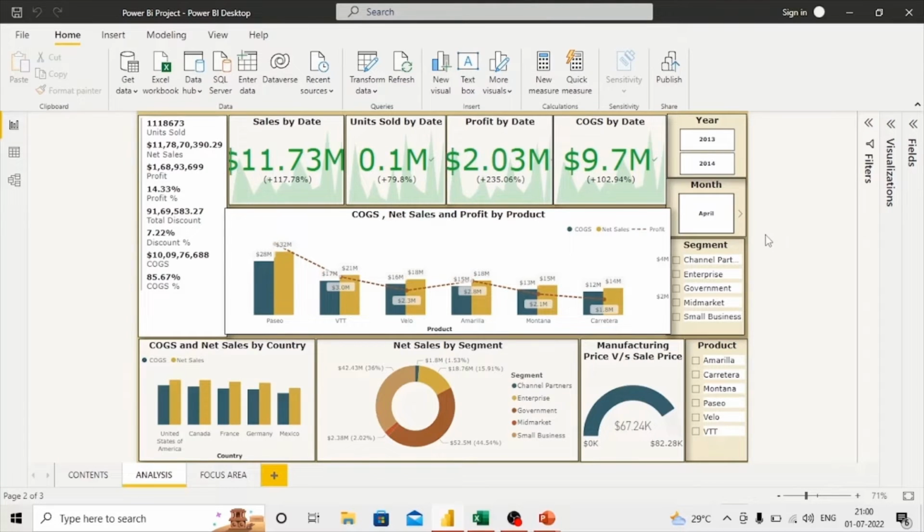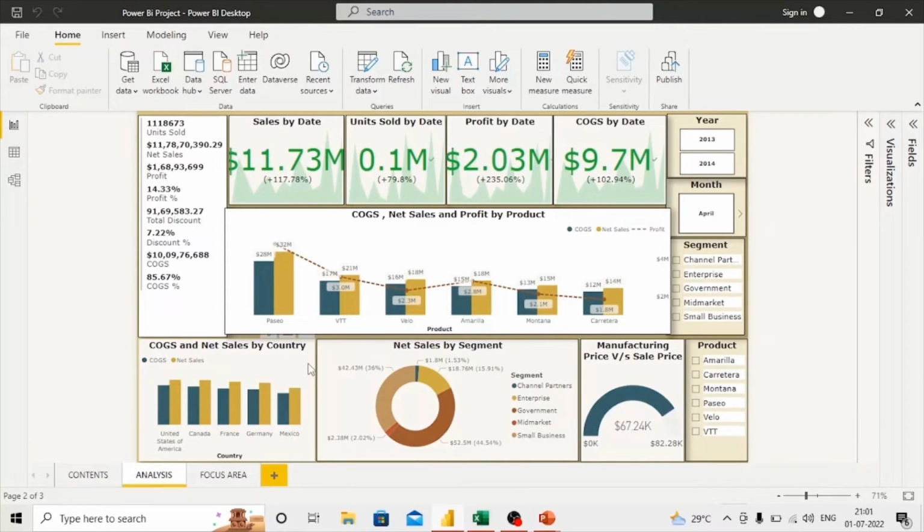Next, if I look at the cost of goods, net sales and profit by product, we can find that Paseo, the product, has the highest profit margin of approx $4 million. Then we have the VTT product, which has a profit margin of approx $3 million. Then we have Velo at approx $2.3 million. Then we have Amarilla, then Montana, and then Carretera.